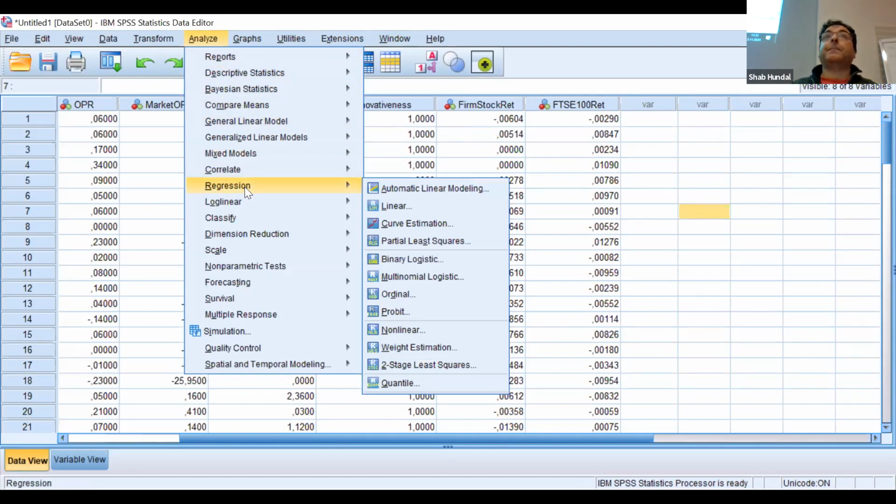Can you see here? Have a look here. Analyze, regression, and linear regression. So, analyze, regression, linear regression. Three things. So, the tab analyze, then go to regression. We can do the non-linear regression as well, but that's not what I'm going to do now. I'm only going to do the linear regression, the basic regression.